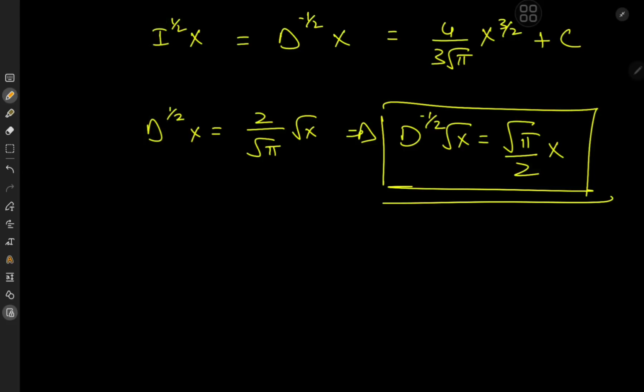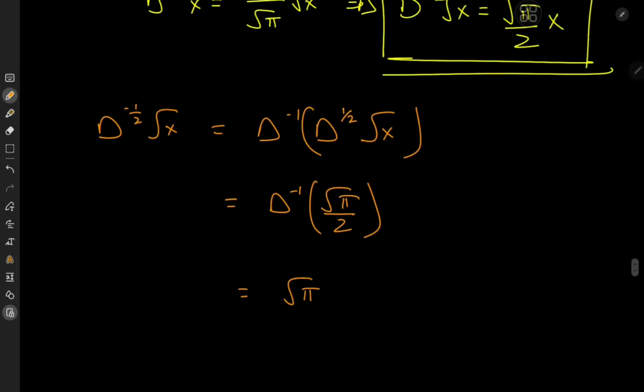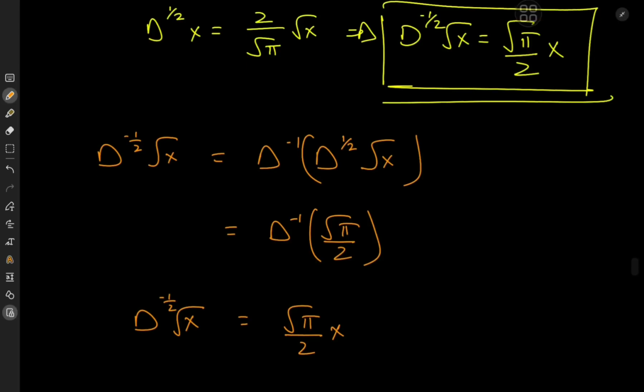So another test subject that we have is d to the negative 1/2 of root x. That would be d to the negative 1 of d to the 1/2 of root x. And we calculated this before. We know that this thing here equals root pi by 2, correct? So the integral would be root pi by 2 times x. And here we have our half integral being pretty much correct up to a constant of integration. This is, again, extremely cool.